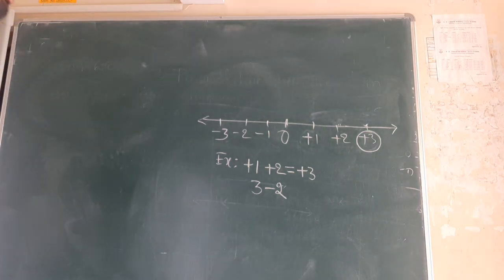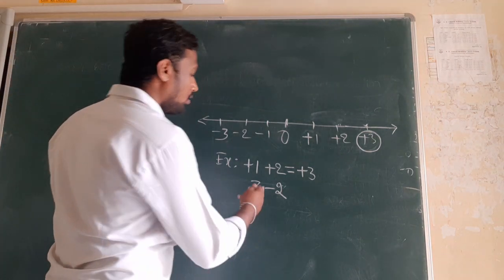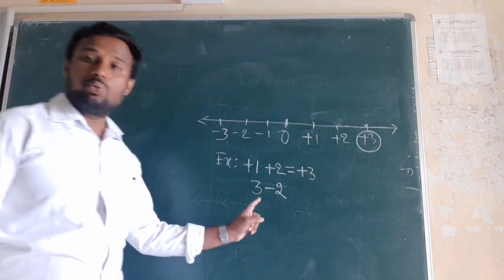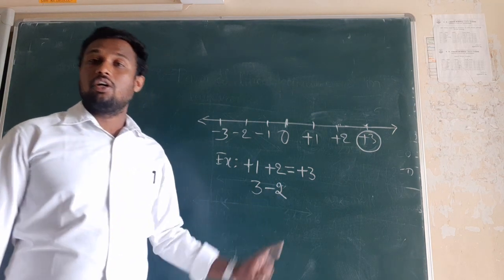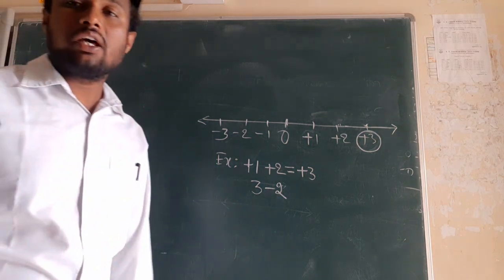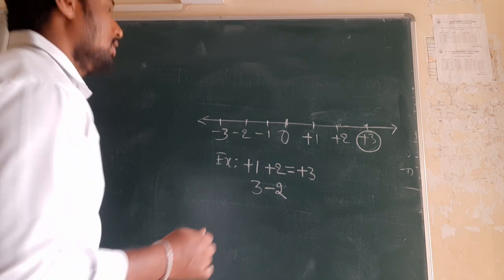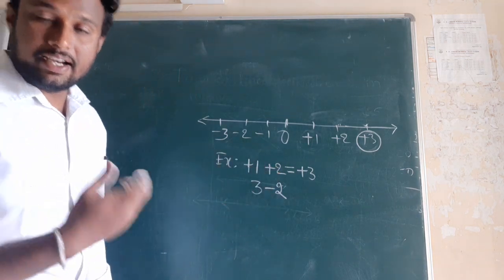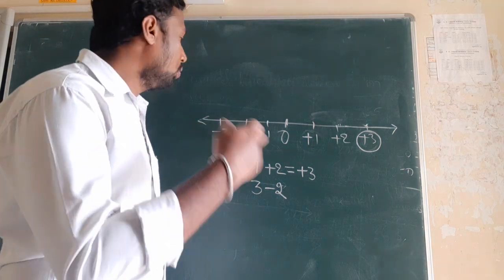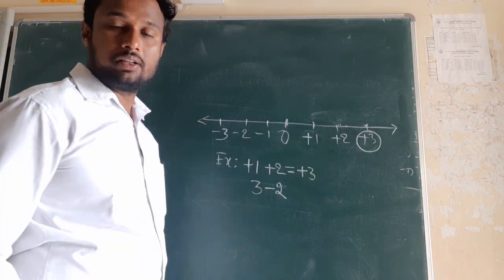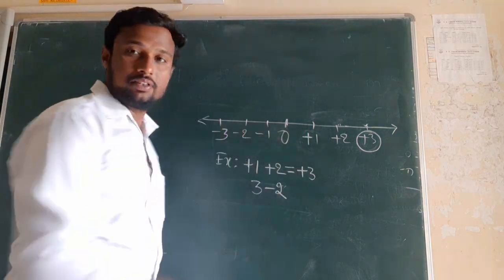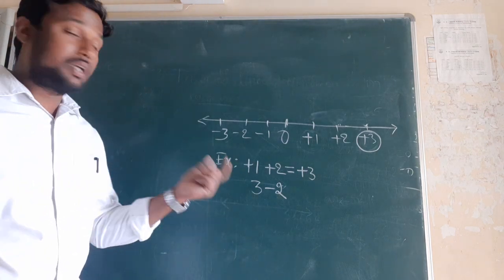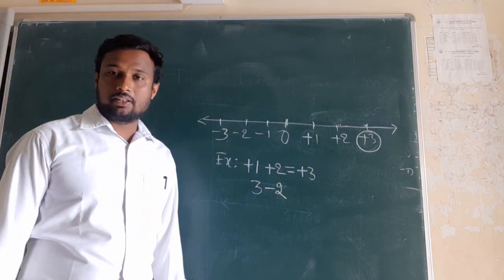So after this plus 3, what have they given? Minus 2. In this example what do we have? Minus 2. So here we have to subtract. Just now I told in the previous example, while adding we moved towards the right hand part, towards the right direction of this number line. But here we have subtraction.